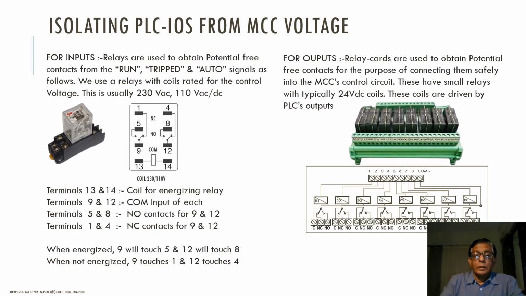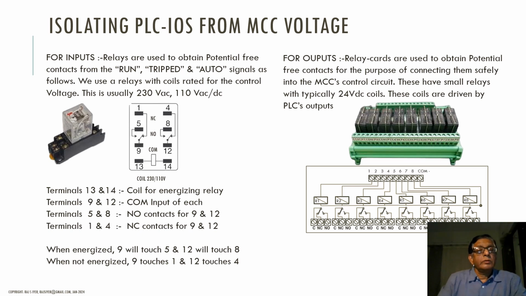Okay, in the last slide we discussed the need for isolating the PLC's IO voltages from the control circuit voltages to prevent damage to the IO channels of the PLC device. So for this purpose we need to use relays also. There are many kinds of relays available for the purpose, but these two commonly found kinds of relays are sufficient to explain the functioning.